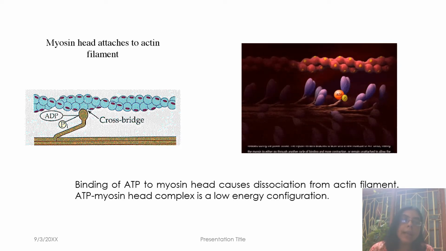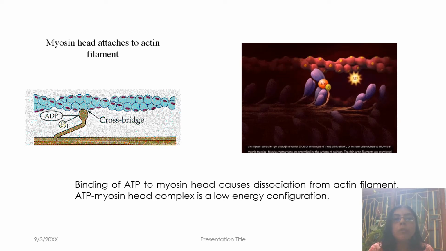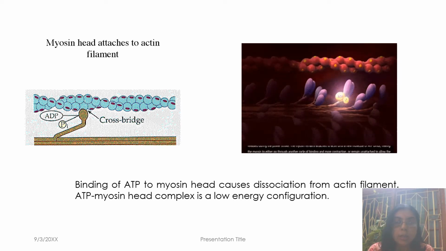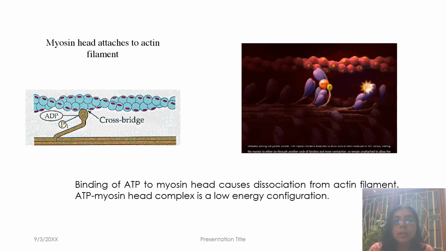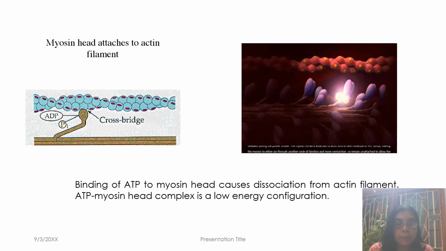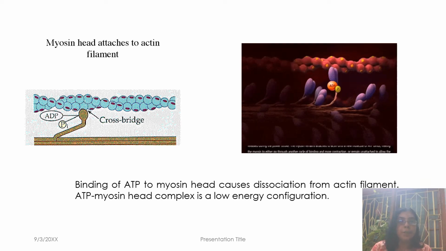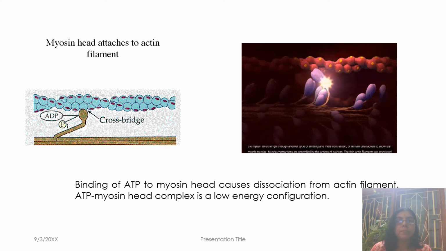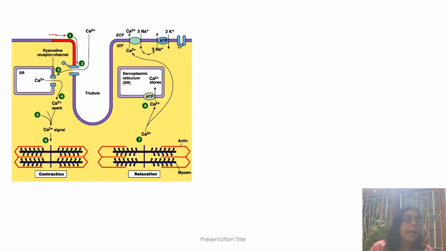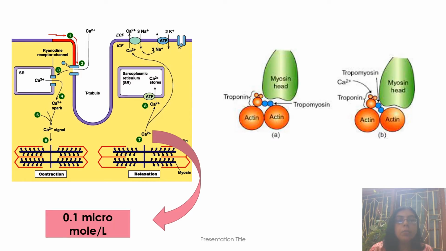Now, during the relaxation, another ATP molecule will attach with the myosin head, and this attachment will cause the dissociation of actin filament. And the ATP myosin head complex is a low energy configuration. When calcium concentration goes below a specific critical value, what happens? What is that value? This value is 0.01 micromole per liter.